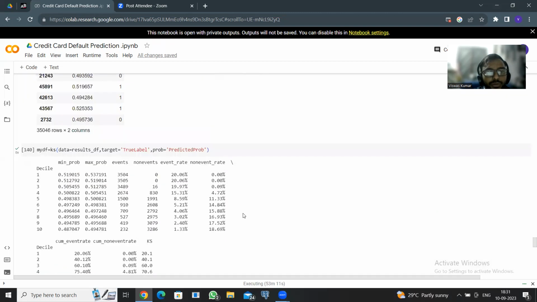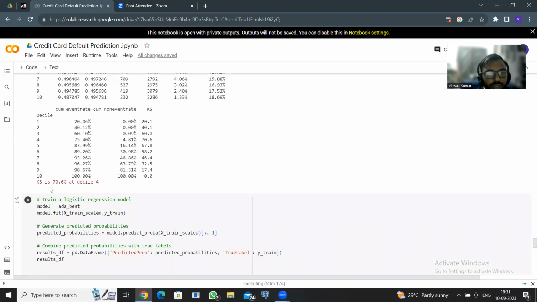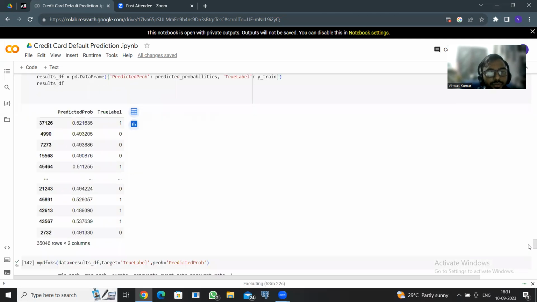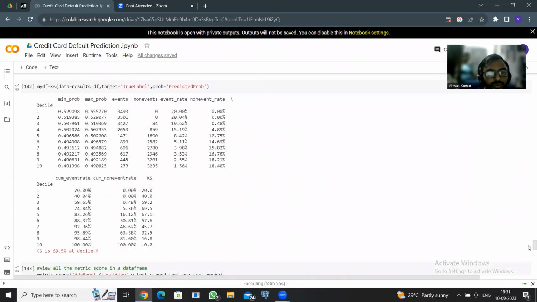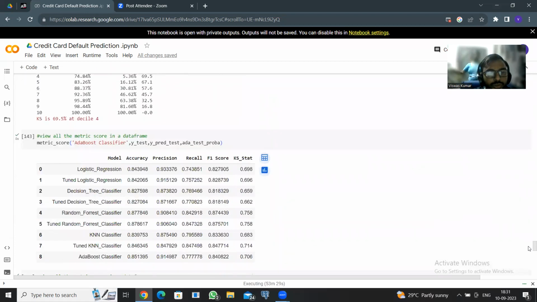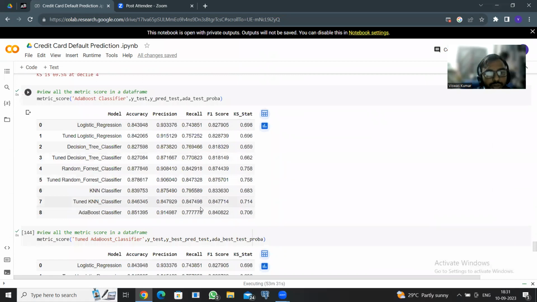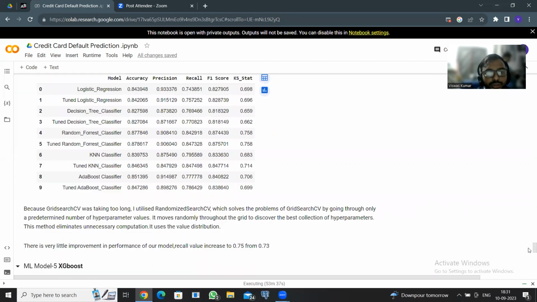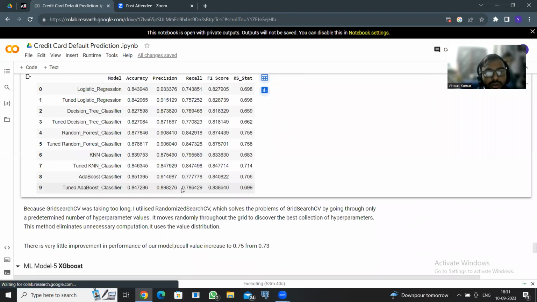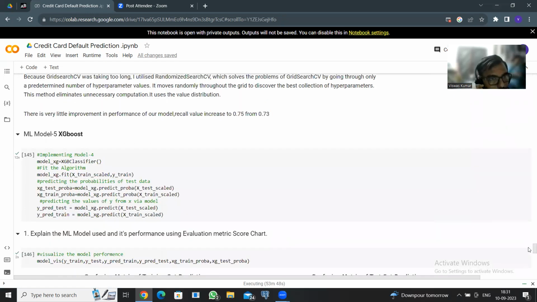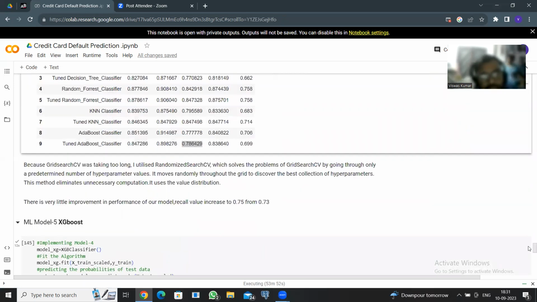By using the KS table, we can see that the KS statistic score is 70.6% if we decide on the fourth bin. The recall score of the AdaBoost classifier is 0.77, which is still less than the random forest. This is the tuned AdaBoost recall score, which is 0.78. There is a 0.1% increment in the recall score.